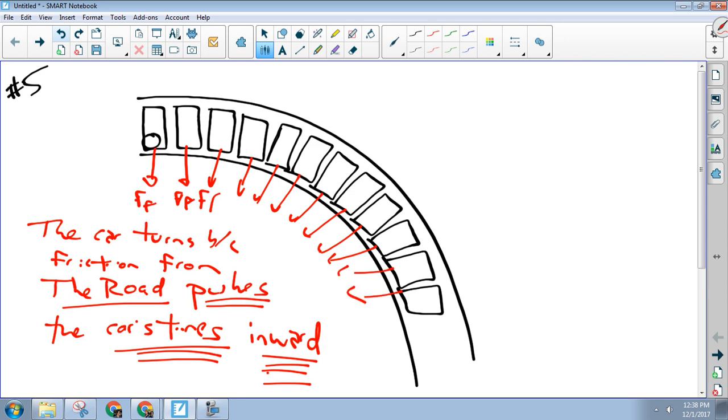Good? Problems. So all of those little red arrows represent the force of friction at any given instant pushing the car inward. Cool?